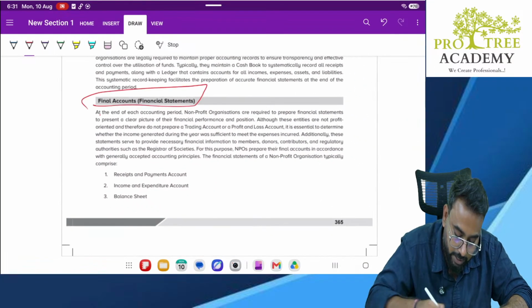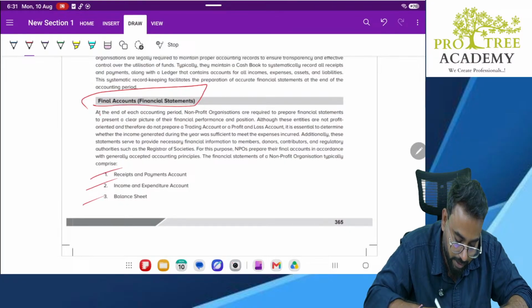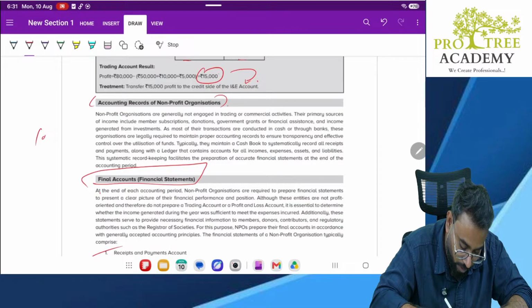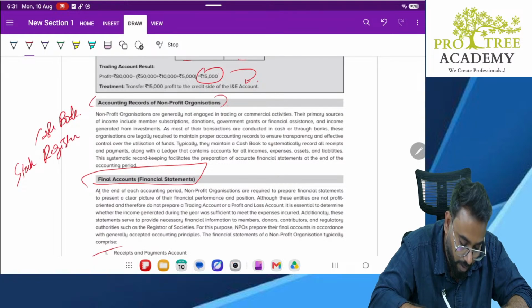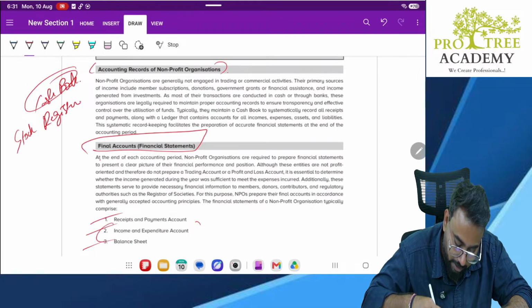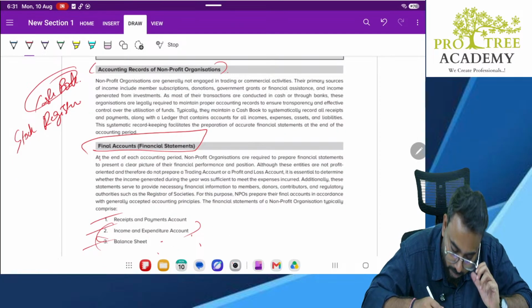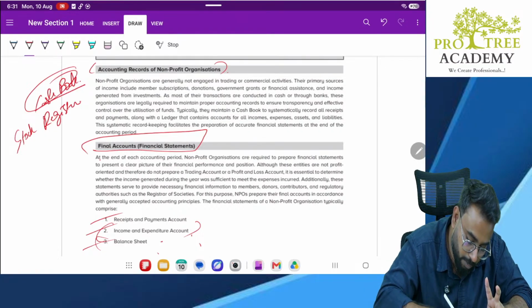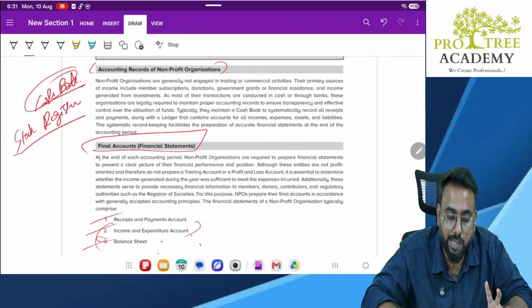Final accounts, we have already seen. What are the records maintained? Receipts, income, balance sheet. Sir, what are the accounting books maintained by them? One is cash book, then one more is stock register. Cash book and stock register are maintained. Using this cash book, we will prepare our income and expenditure account and our balance sheet also. So what are the two most important things that they will maintain? Cash book, stock register. Clear?